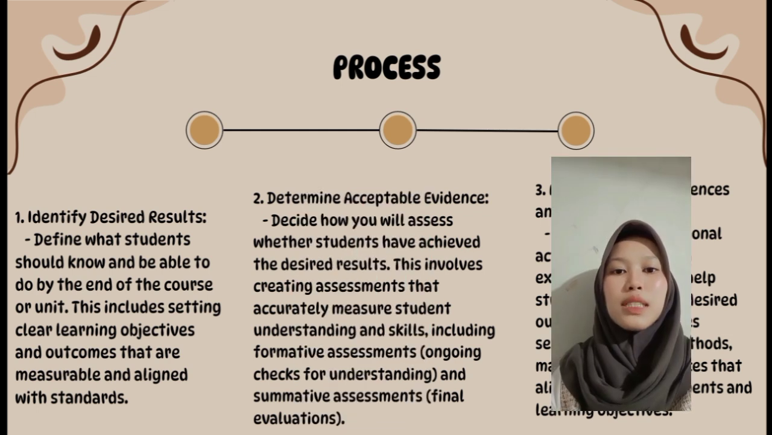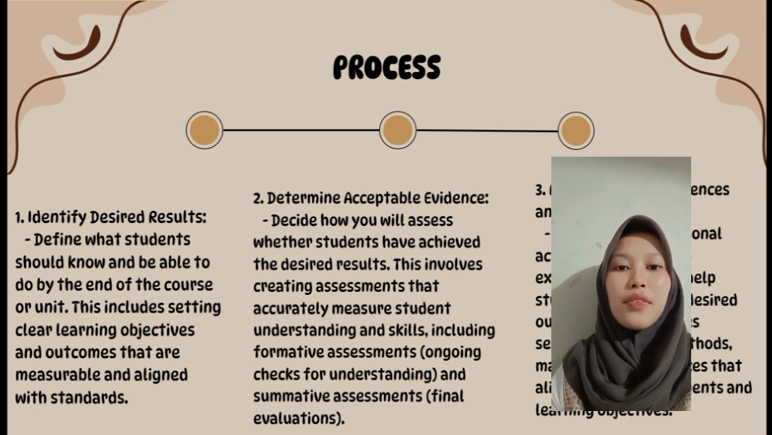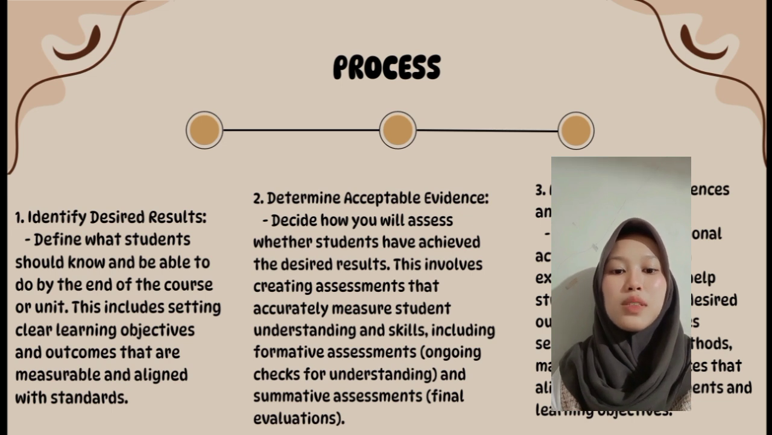Number 2, determine acceptable evidence. Decide how you will assess whether students have achieved the desired result. This involves creating assessments that accurately measure student understanding and skill, including formative assessment and summative assessment.